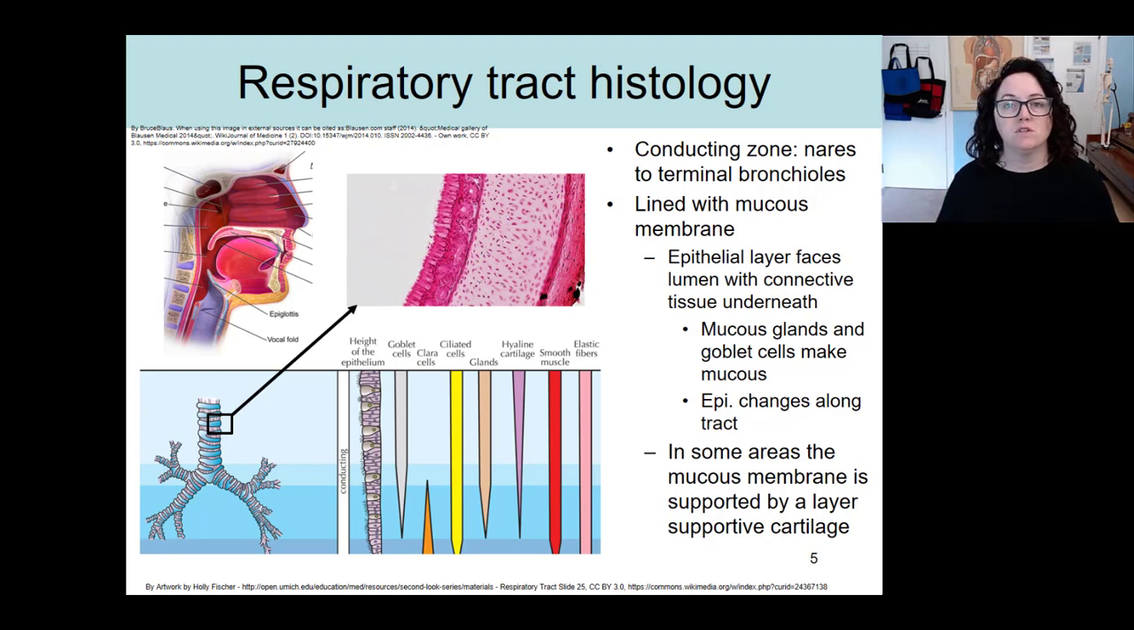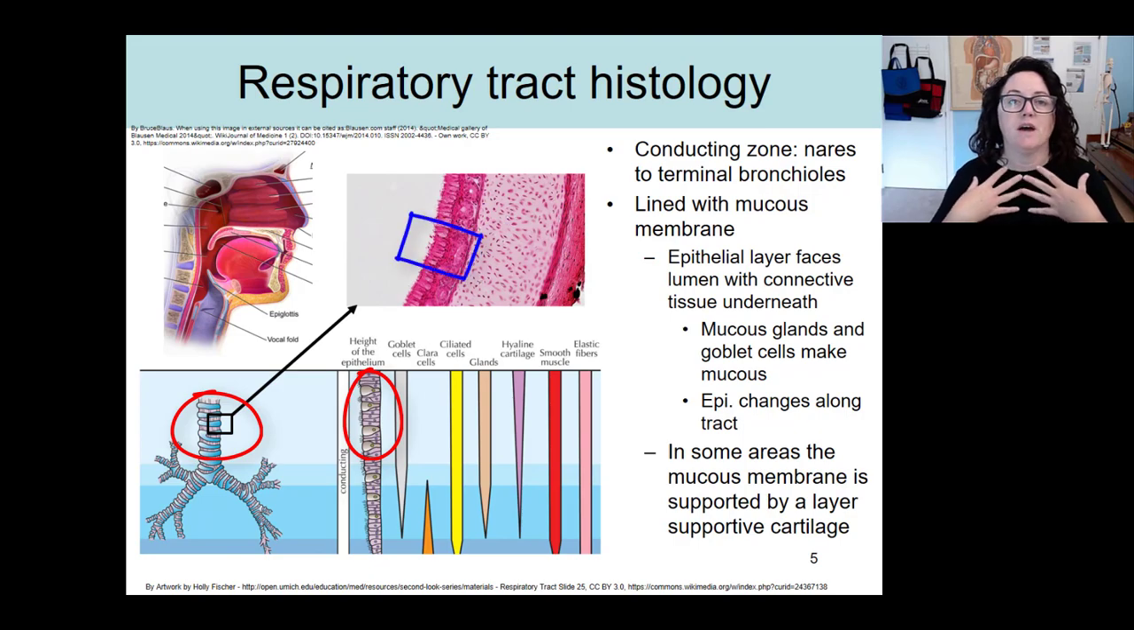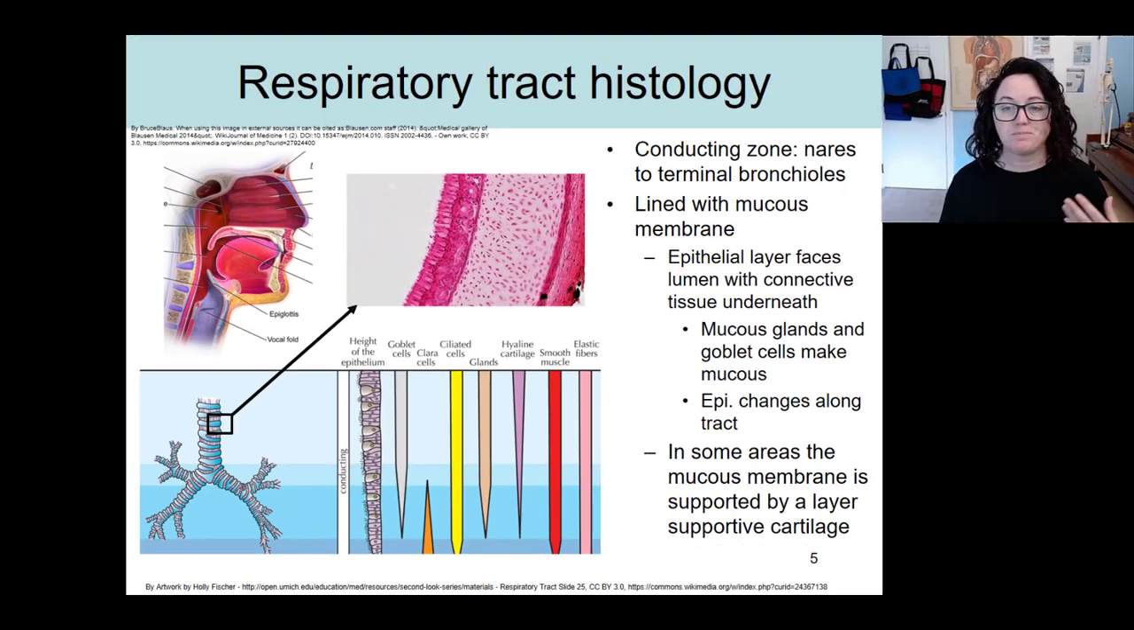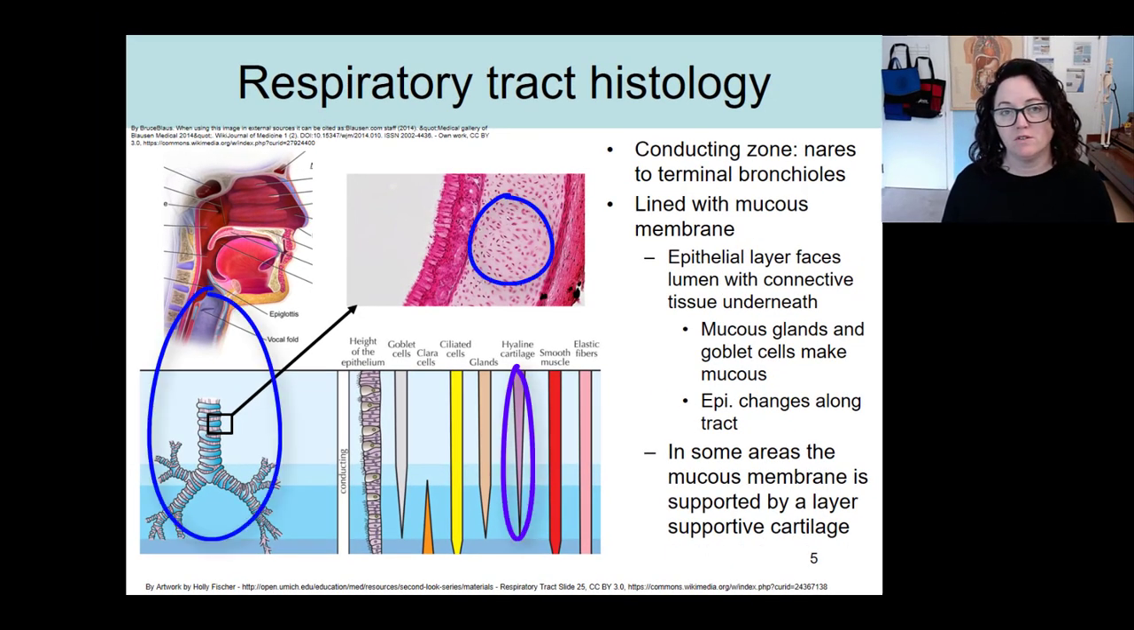And that mucus can then be passed up your trachea to your mouth, where you often swallow it. The pseudostratified epithelial tissue that is lining your trachea has cilia on it, and the cilia allows for that mucus ball to be passed upward towards your mouth. Some portions of the conducting zone are supported by a layer of cartilage that's deep to the mucous membrane.